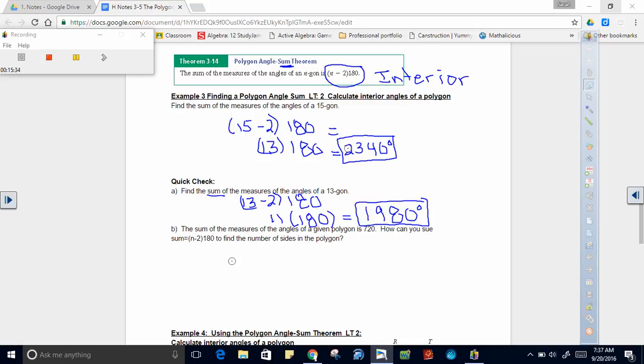The next one says the sum of the measures of the angles of a given polygon is 720. How can you use the sum equals n minus 2 times 180 to find the number of sides of a polygon? I would just put the 720 in for the sum, that's my known, and keep my n, my number of sides, as a variable, because that's what I'm trying to solve for. So I would divide both sides by 180.